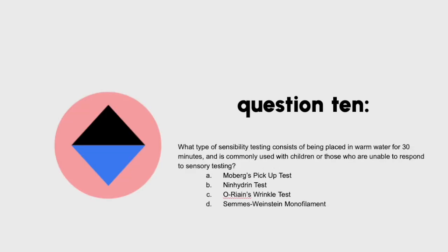Question 10. What type of sensibility testing consists of the hand being placed in warm water for 30 minutes and is commonly used with children or those who are unable to respond to sensory testing? A. Moberg's pickup test. B. Ninhydrin test. C. O'Riain's wrinkle test. Or D. Semmes-Weinstein monofilament test.